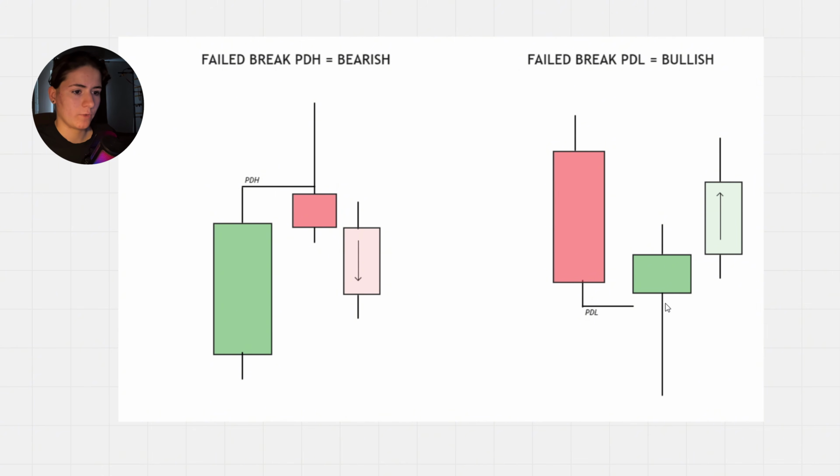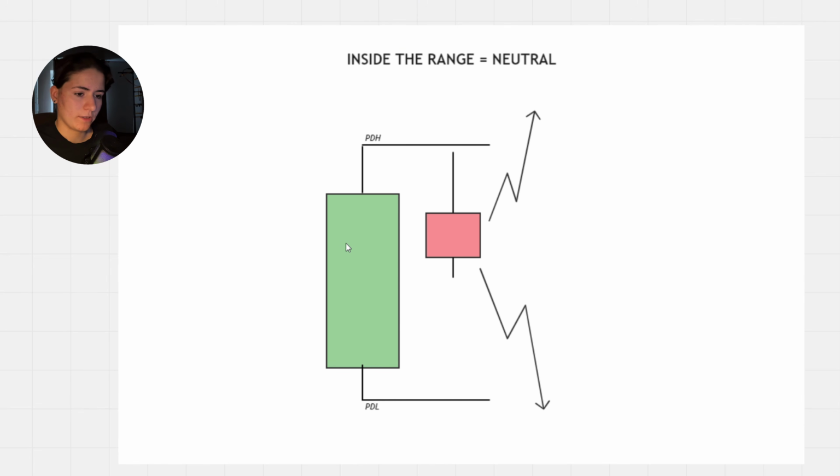The same logic applies the other way around. If the price tries to break the previous daily low, but closes above the range, it shows that the buyers were stronger, and the next candle might be bullish. And finally, the third scenario, when the candle doesn't touch either the previous daily high or the previous daily low. In that case, price stays within the range, and this indicates a natural bias, meaning the next day, price can move either up or down.